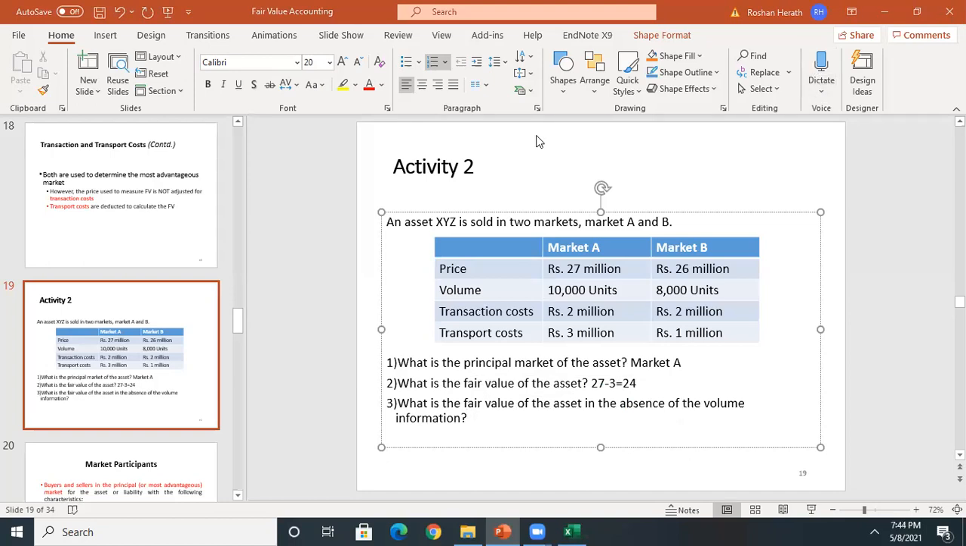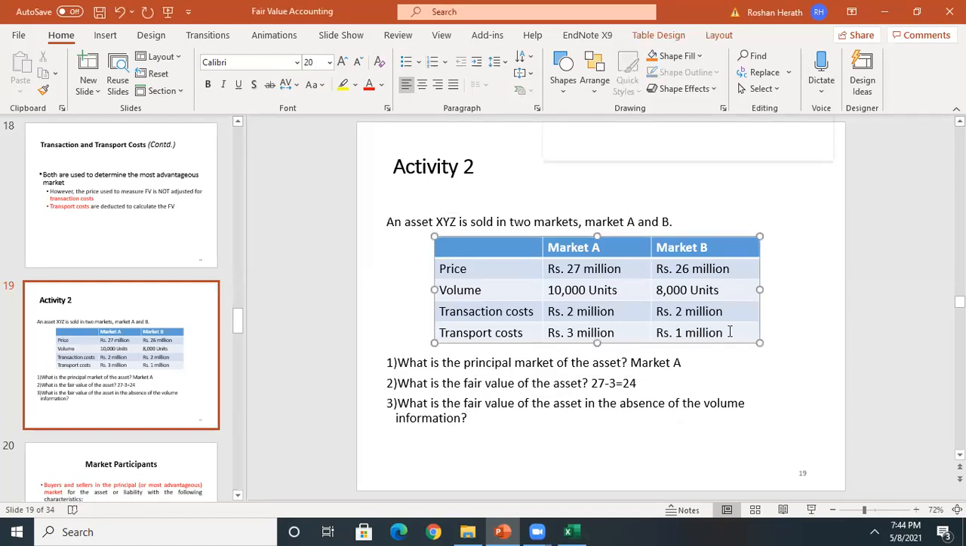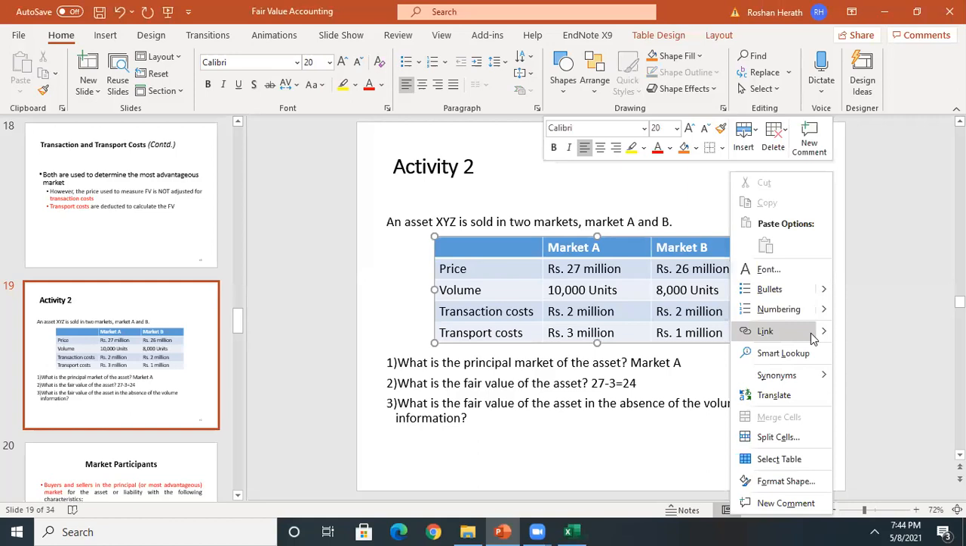You need to go to the most advantageous market. Then what is the most advantageous market? That is the market which maximizes the sales proceeds. Then you need to work out the sales proceeds and see the net proceeds and see which gives you the highest net proceeds. So if I want to do that, we have to work out which market is better for us.